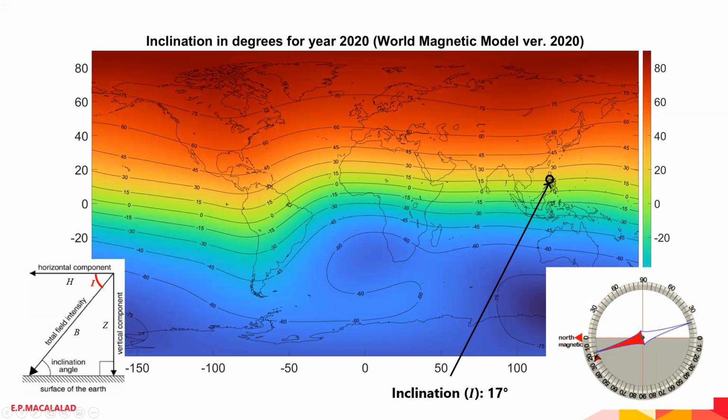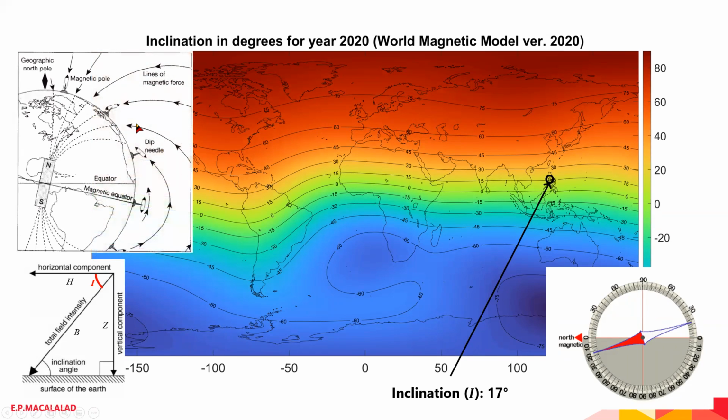So if you have a compass right now, you will notice that it will dip a little bit lower relative to the horizontal direction because we are already in the northern hemisphere. But if you go to Mindanao, that compass needle will point almost horizontal. And as I mentioned before, if you go higher, the needle of your compass will point deeper and deeper as you go nearer to the magnetic pole.